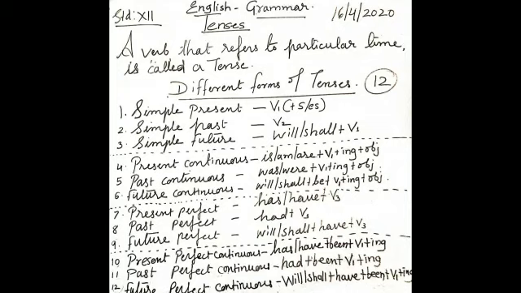Then comes present perfect, past perfect, future perfect. Then the 10th one, present perfect continuous, past perfect continuous, and the last, 12th one, is future perfect continuous. In total there are 12 forms of tenses. I am going to define them for you.